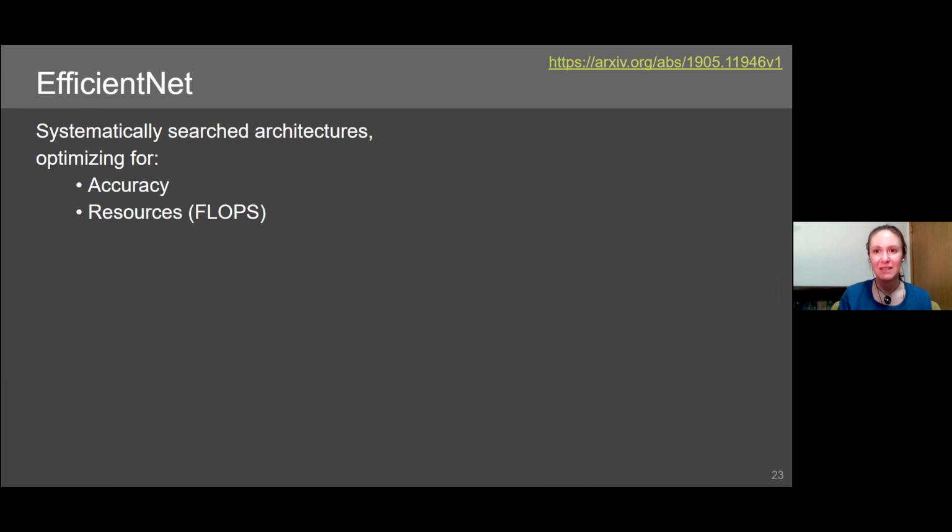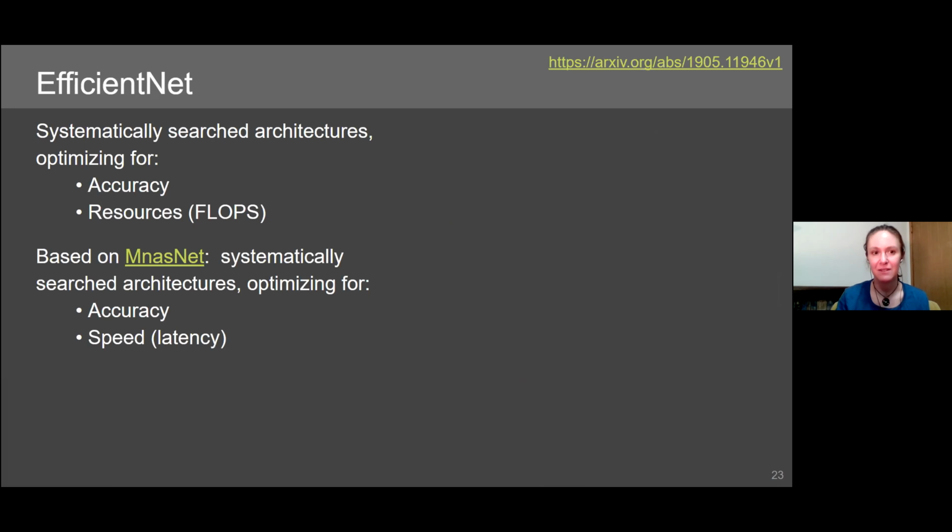So the people who made EfficientNet, I think they worked for Google. Their idea was to systematically search network architectures in order to optimize for accuracy and for resources measured as FLOPs, or floating point operations per second. So they wanted to get an accurate network with the lowest amount of resources possible.